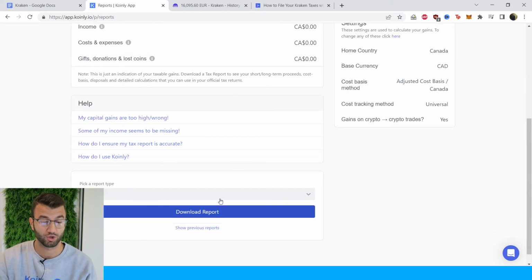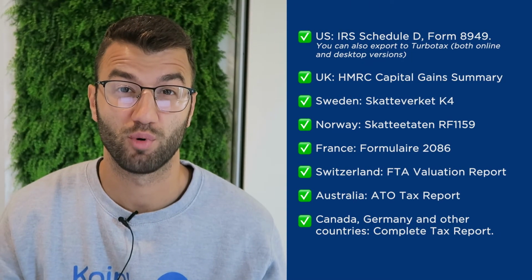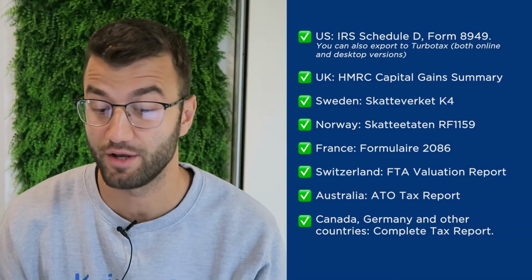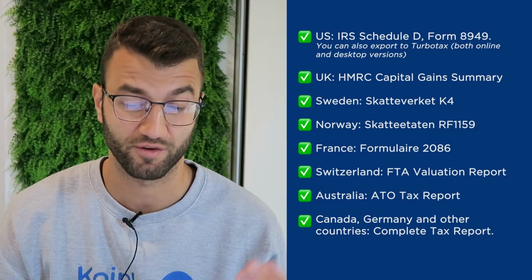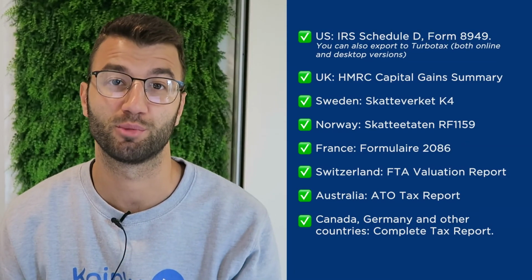And once you're happy with that, scroll down and select a tax report appropriate for your needs. And tax reports we have aplenty. So for the US, we have the IRS Schedule D, Form 8949. You can also export to TurboTax, both online and desktop versions. We have reports for UK, Sweden, Norway, France, Switzerland, Australia, and then lastly, Canada, Germany, and other countries.